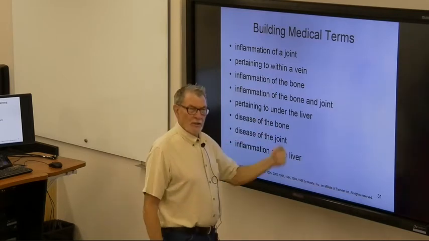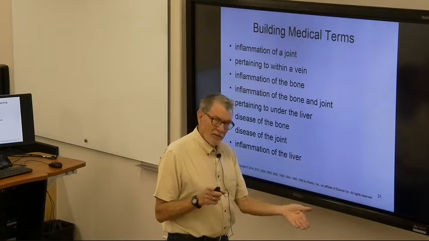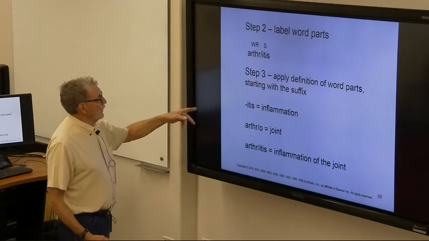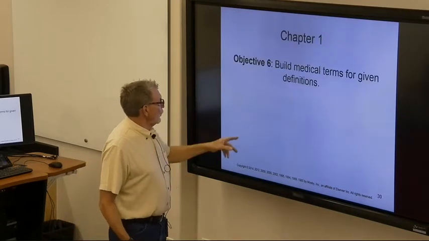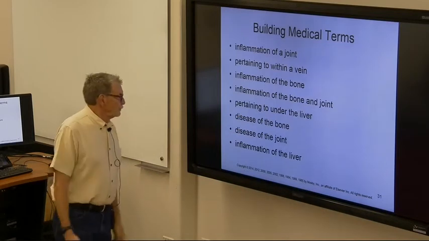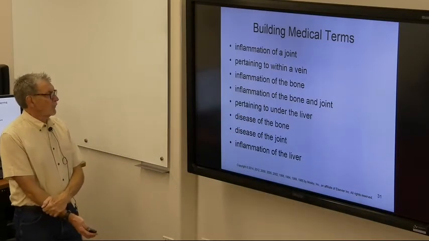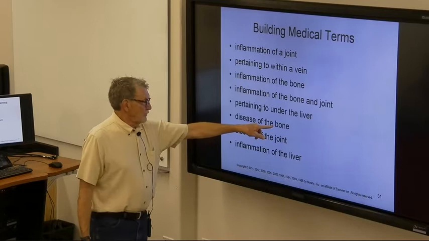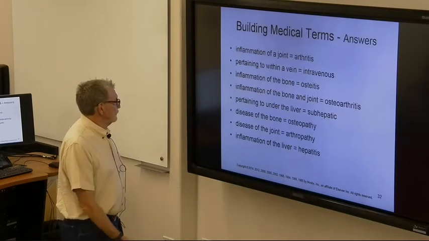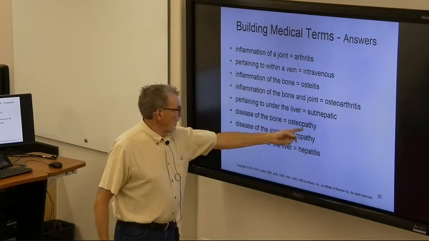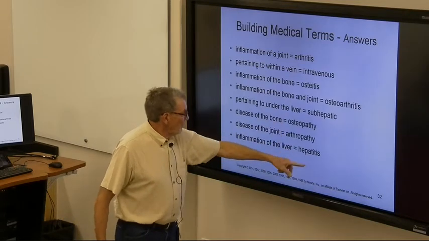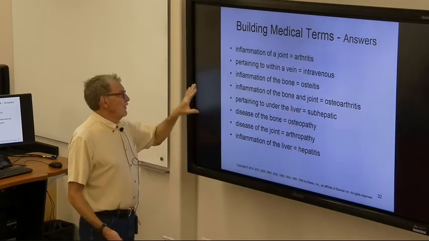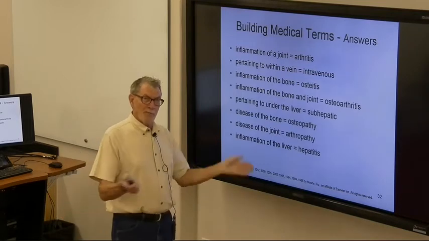Pertaining to under the liver. Ic, hepat, sub. Subhepatic. So you can see how you can start out with a word and break it down, or you can be asked to create a word and build it. Hepatitis. Arthropathy, osteopathy. So here we have osteopathy, arthropathy, hepatitis, subhepatic, osteoarthritis. All of these words we've already been using, but you're getting a little bit more comfortable breaking them up and putting them back together again.